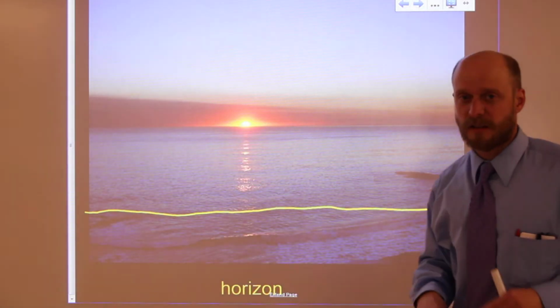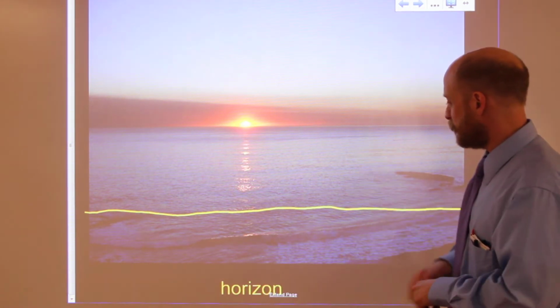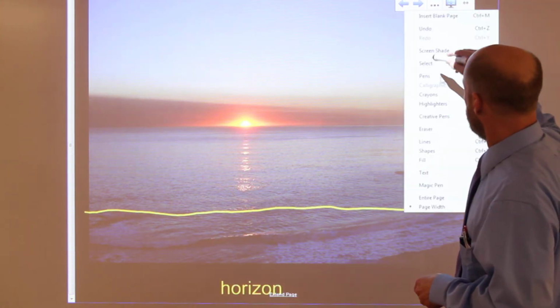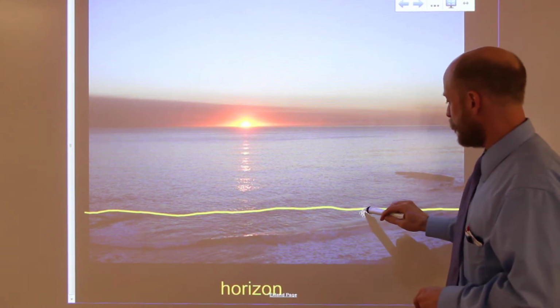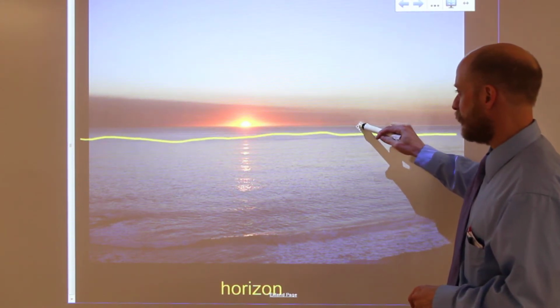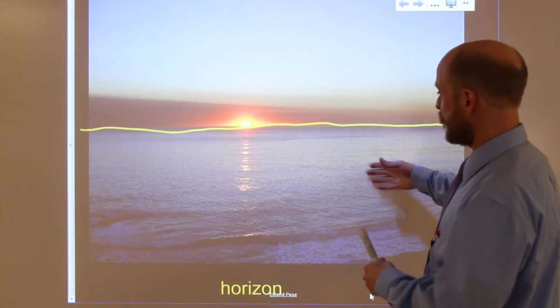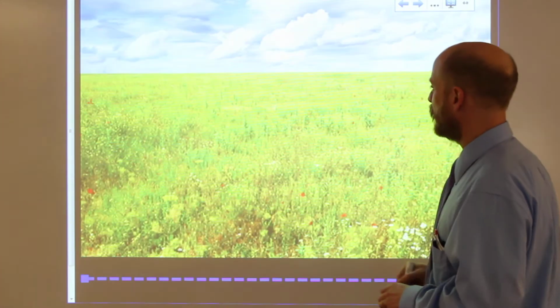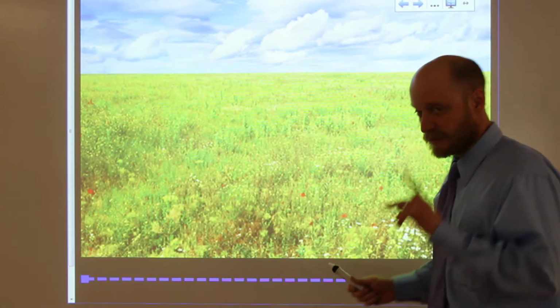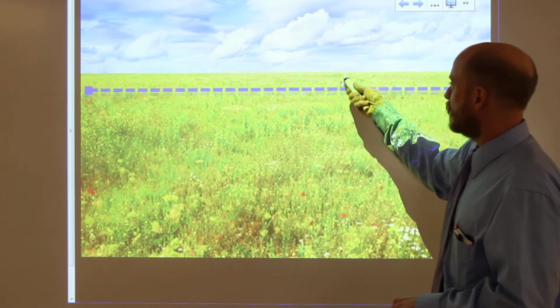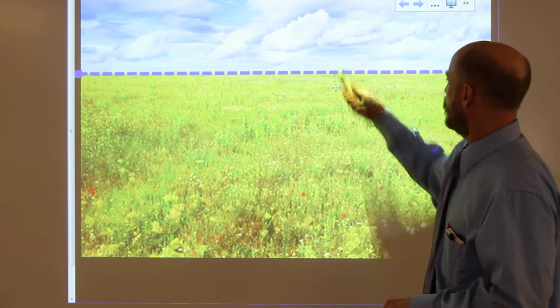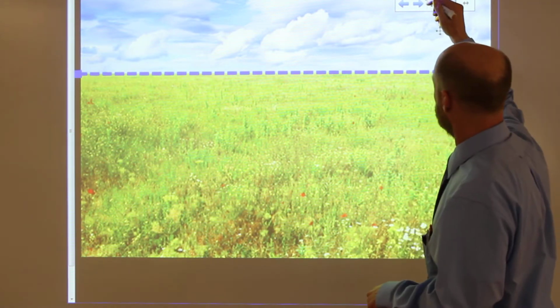Okay, the horizon. In this picture, I'm going to move the line here to show the horizon. That's the horizon right there, where the sky meets the ocean. In this case, not a great drawing line. Here's another example of the horizon, I'm going to move that right there. That's the horizon for this picture.